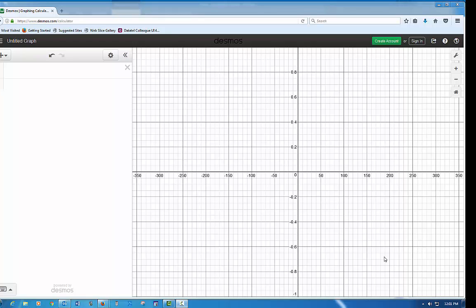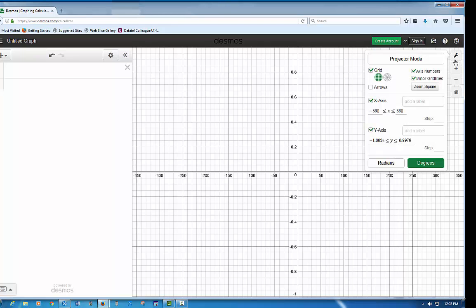I want to take a look at the tangent and the cotangent graph for you. We've looked at sine, we've looked at cosine. Now let's take a look at tangent. I'm going to go over here to my little wrench, and I'm going to make sure that my settings are in degrees. I've changed my x-axis from negative 360 to 360 because I'm looking at the unit circle.